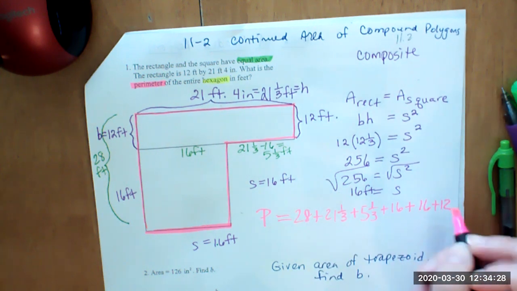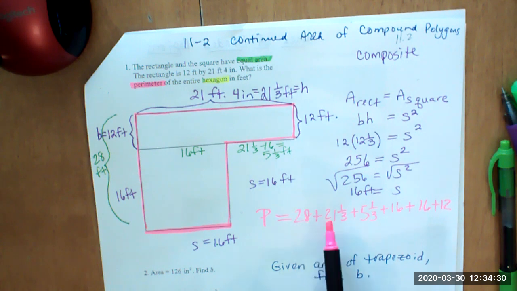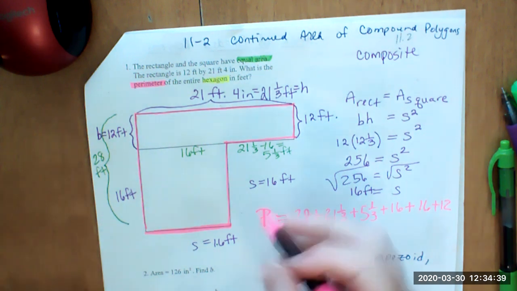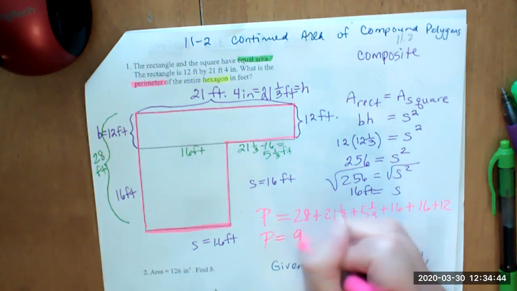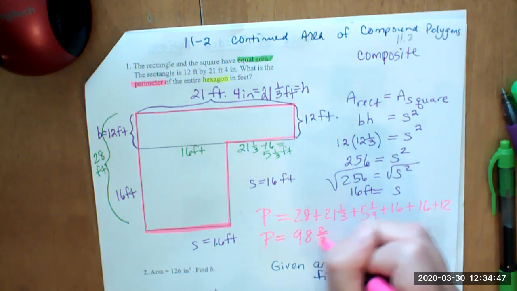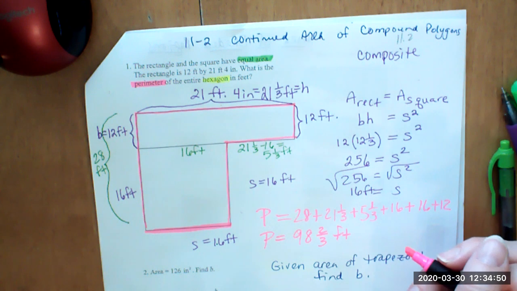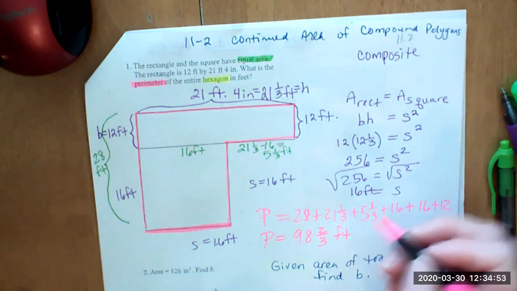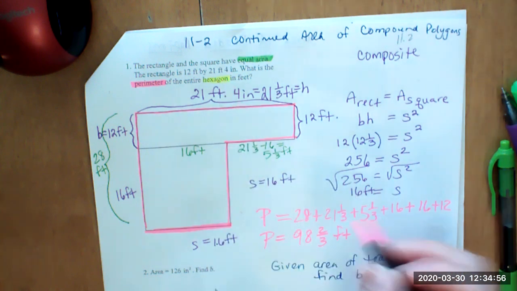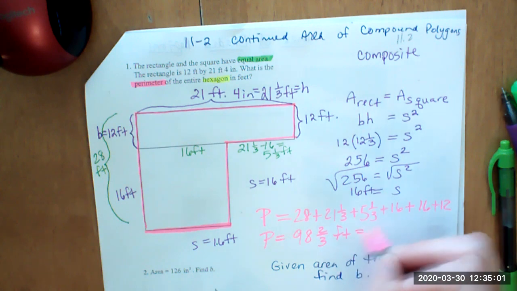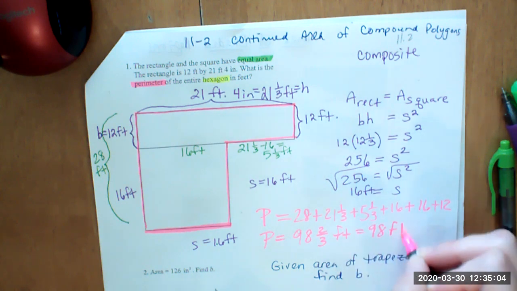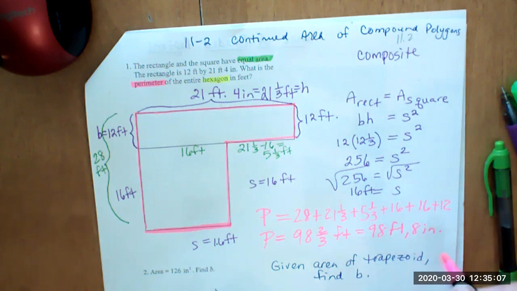The way I can check myself too is you can always just count up sides. 1, 2, 3, 4, 5, 6. Okay. So I've got all the pieces there that I need. I add that together and I find that my perimeter is going to be 98 2/3 feet. And if I want to convert it to feet and inches, because in the beginning I had feet and inches, we know that 2/3 of a foot is going to be 8 inches. So I could say 98 feet, 8 inches is the perimeter.